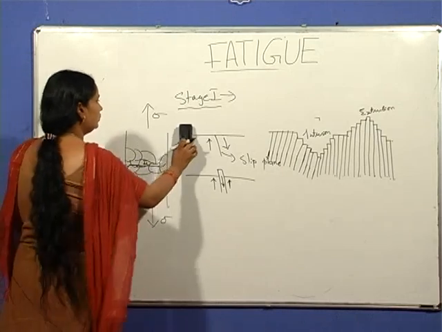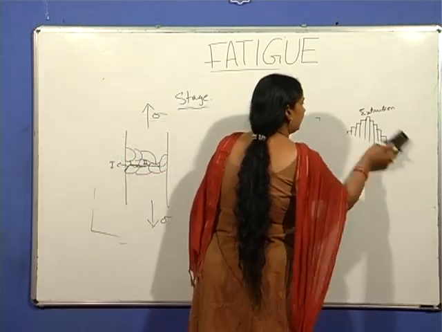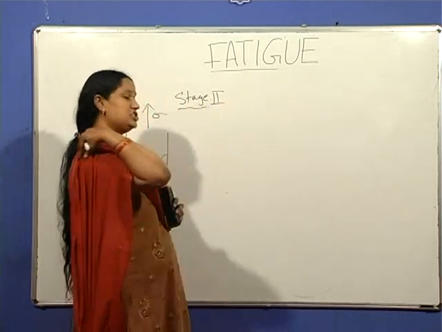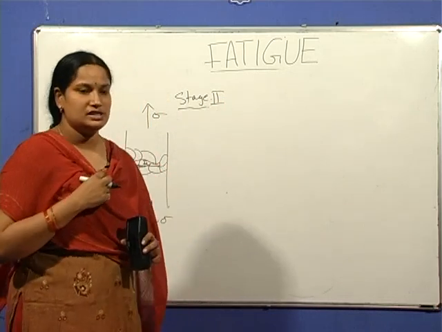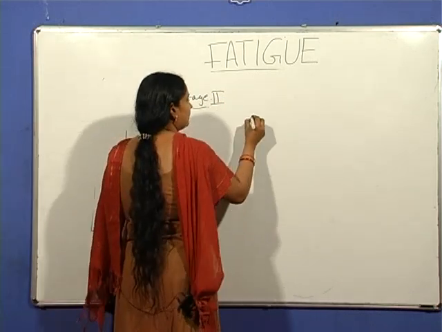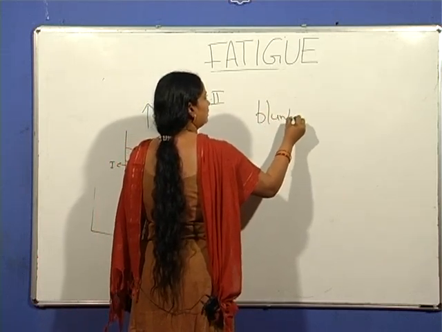So this is stage 1, and stage 2, where the crack propagates. Striations are observed in the case of stage 2. The crack propagates by a series of blunting and sharpening.